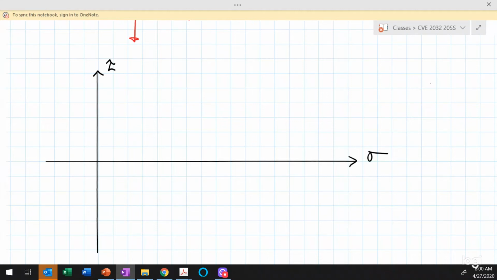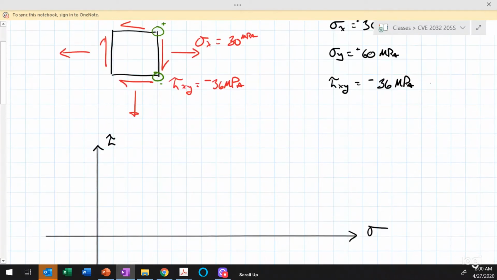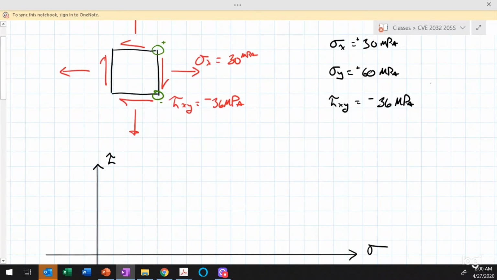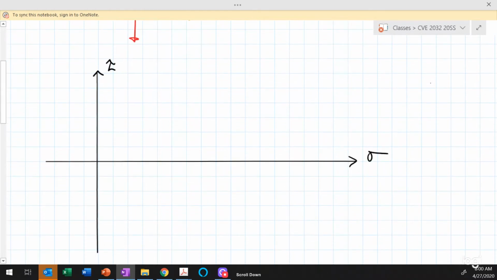And I'm going to look here at my scale, and I know I have sigma y is 60, sigma x is equal to 30. So I'm going to choose a scale that is 1 square is equal to 10 megapascals. Now, it takes a little bit of experience to be able to pick a good scale like that, but you can kind of guess how big the circle is going to be based on what sigma x and sigma y are, along with tau xy. So I'm going to use a scale of 1 square is equal to 10 megapascals.